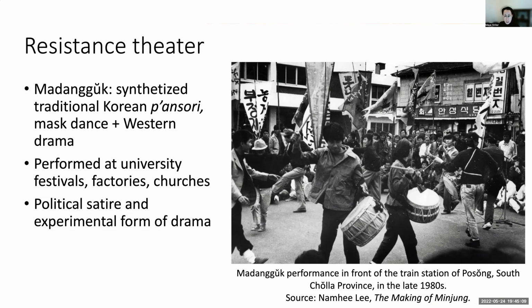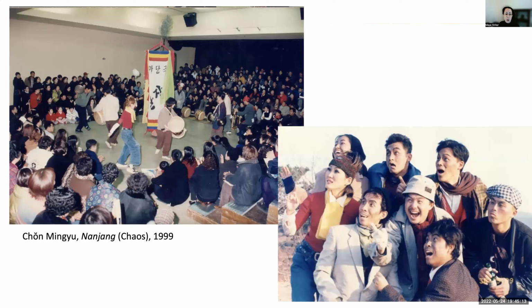What you saw here is a picture taken in the 1980s, but Madangguk continued to be produced and composed throughout the 90s and even into the 2000s. What you see here is Jeon Min-gyu's Nanjang, or Chaos. That is a play that was created after the IMF crisis in 1997. It addresses the problem of unemployment due to the IMF crisis.